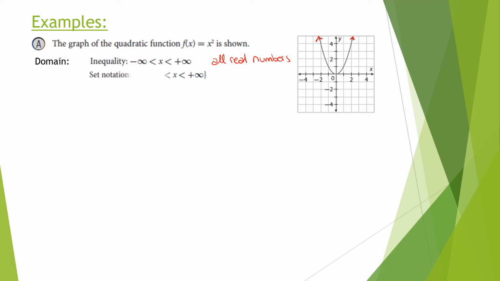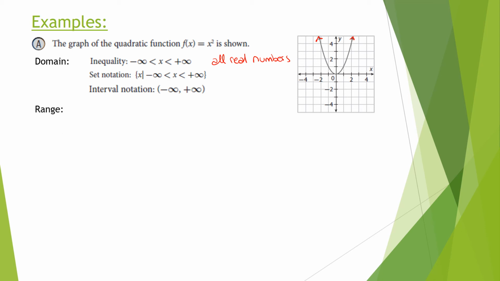Okay. The set notation, I'll write it in the same way. Braces, x such that negative infinity less than x less than positive infinity, then close the braces. And the interval, also negative infinity and positive infinity, both are open.